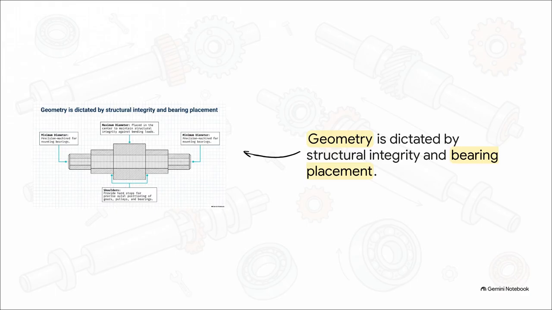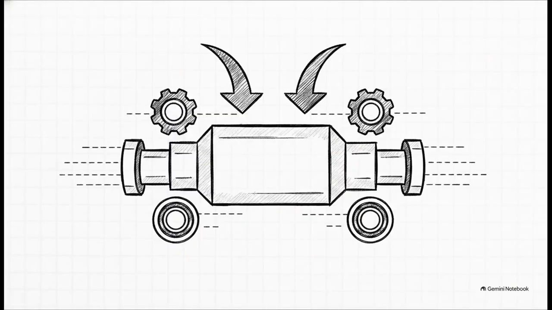Take a look at how the maximum diameter is always placed right in the dead center. Why? Well, bending moments are typically at their absolute highest right there. That thicker center is what maintains structural integrity and rigidity against the heavy bending loads pushing down from gears or pulleys. So let's lock in the primary structural rules of shaft geometry.